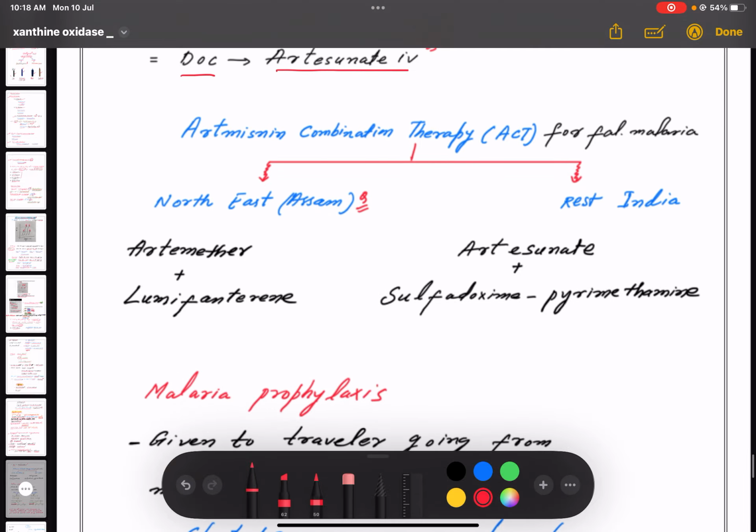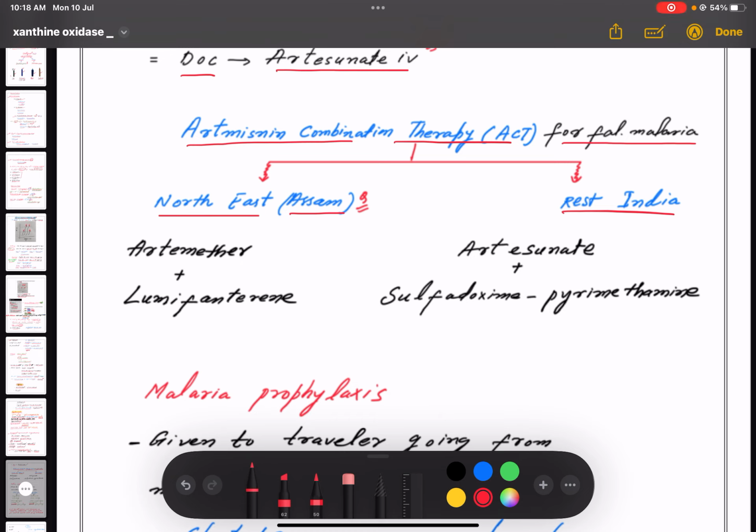Now we have artemisinin combination therapy, that is ACT, which is used for falciparum malaria. This ACT is used in the northeast areas like Assam, and it can be used in the rest of India.